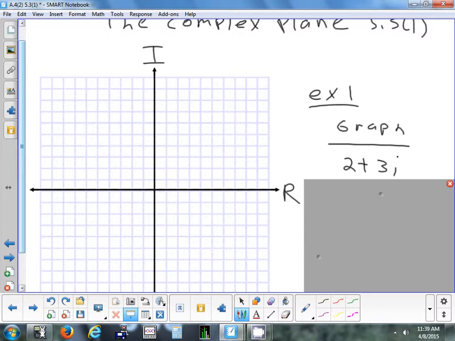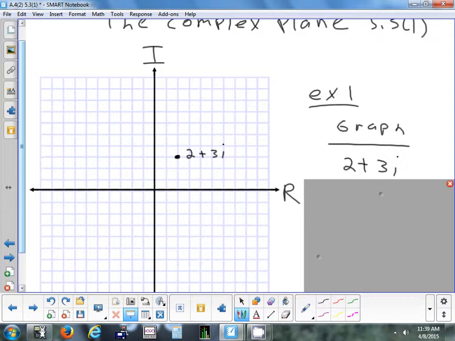So if I wanted to graph the point 2 plus 3i, I look at the real part, it's 2. Look at the imaginary part, it's 3. This is just like graphing the point 2 comma 3. Go 2 on the real axis, 3 on the imaginary. That's it. That's the point 2 plus 3i.